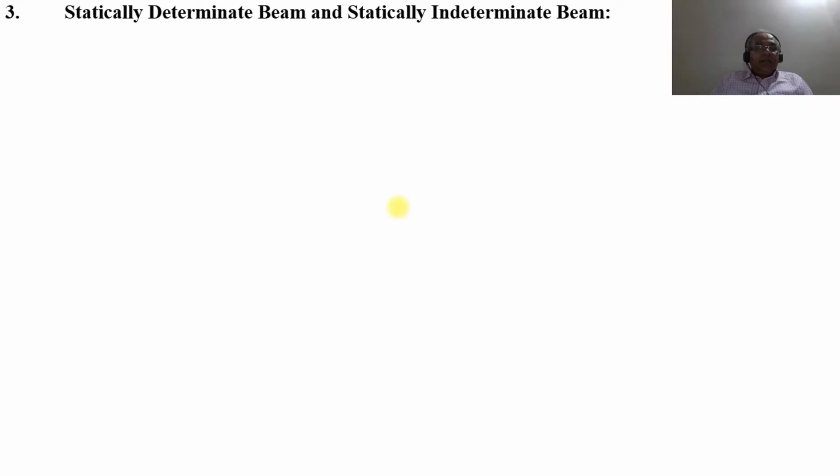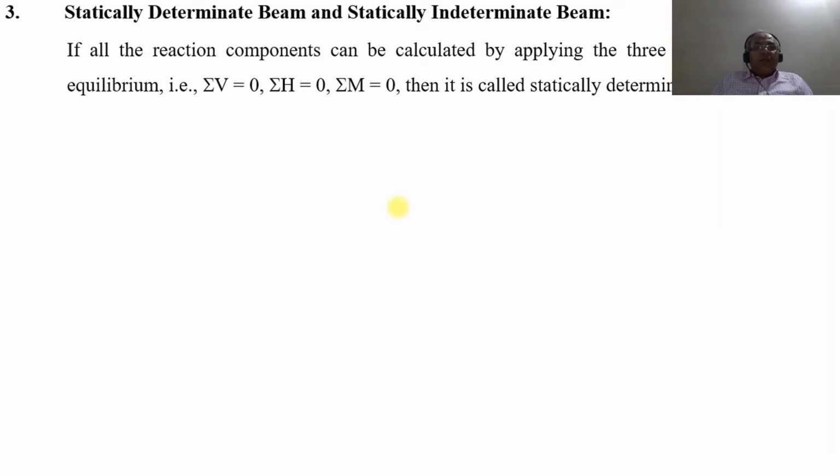The next classification is part 3, the statically determinate beam and statically indeterminate beam. If all the reaction components can be calculated by applying the 3 conditions of static equilibrium, that is, the sum of the vertical loads is equal to 0, the sum of all the horizontal loads coming on the beam is equal to 0, and the sum of the moments coming on the beam is equal to 0, then it is called a statically determinate beam.